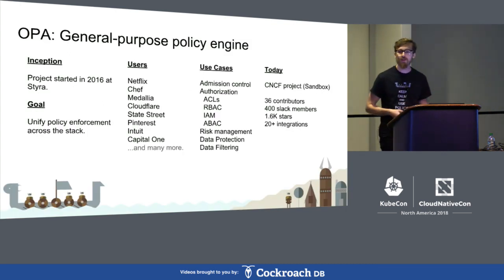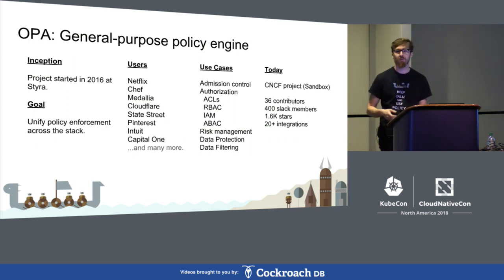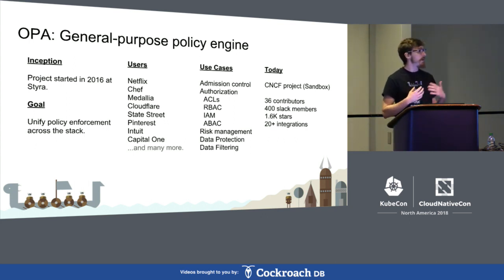So the Open Policy Agent, or OPA as we call it, is a policy engine. And what that means is that you can take OPA and you can use it to help unify policy enforcement across a wide range of technology. So the goal of the project is to unify policy enforcement in any service, in any system, at any layer of the stack.